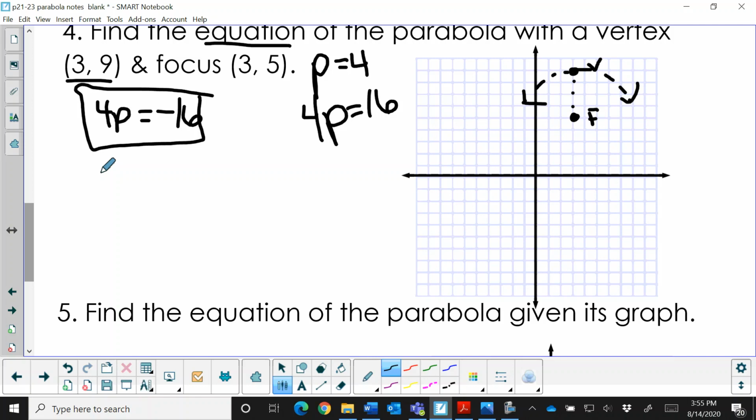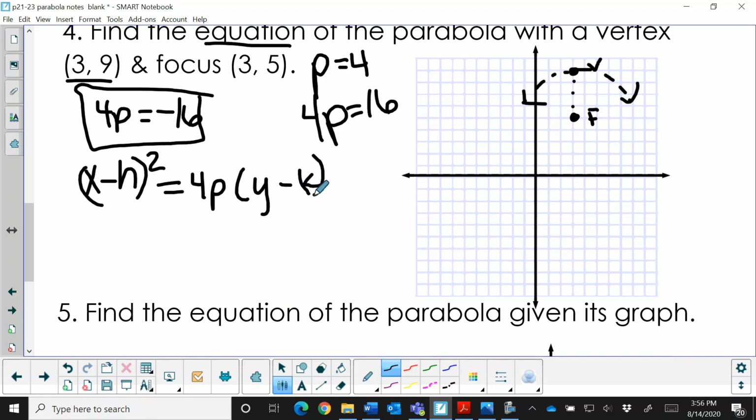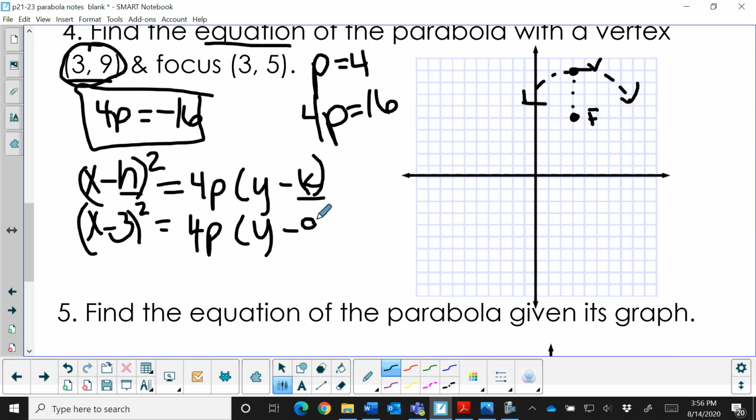Now, our skeleton equation for a down facer would be x minus h squared is equal to 4p times y minus k. Now, we know h and k is the vertex, and we have that. So let's plug in a 3 and a 9. So it's going to be x minus 3 squared is equal to 4p times y minus 9.